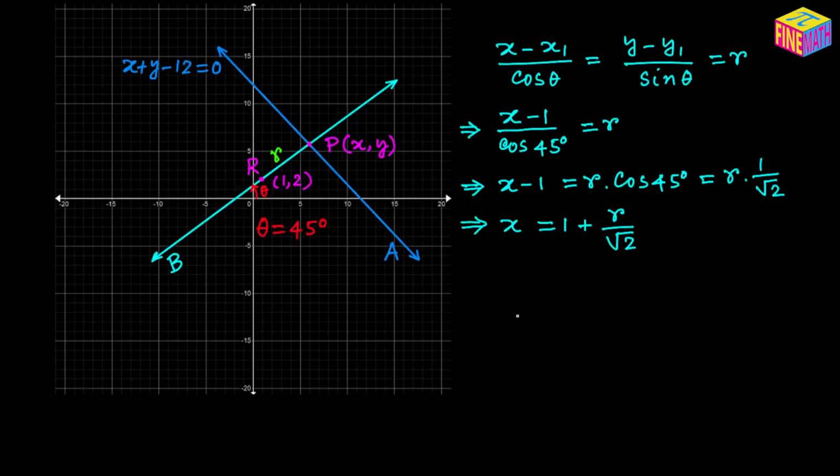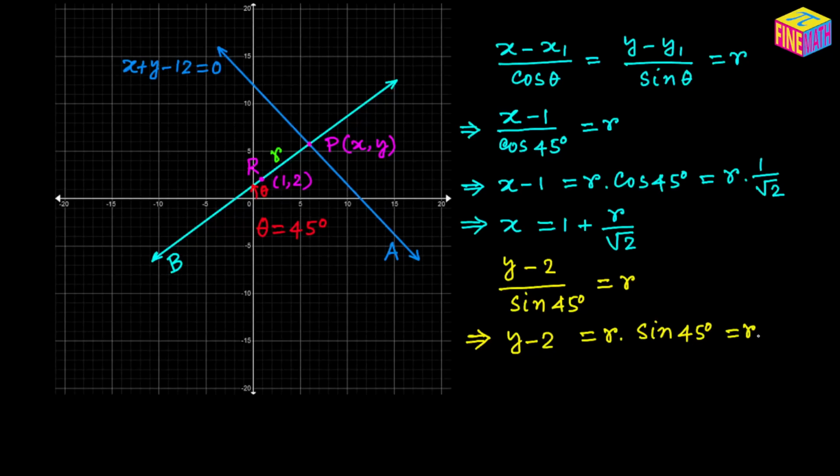Okay, similarly let's try to find the value of y. For y again, can we say that y minus y sub 1, well, that is the y coordinate of R, that is 2, over sine of theta, in this case 45 degrees, so sine of 45 degrees, that is equal to r. From here we can say that y minus 2 is equal to r times sine of 45 degrees, that is equal to r times 1 over square root of 2, and from here y must be equal to 2 plus r times 1 over square root of 2.